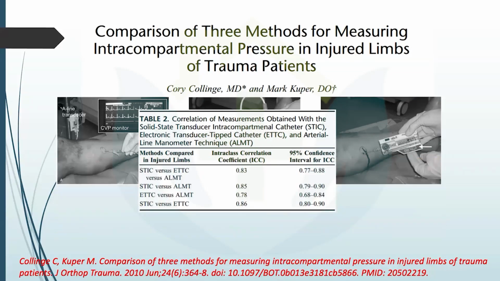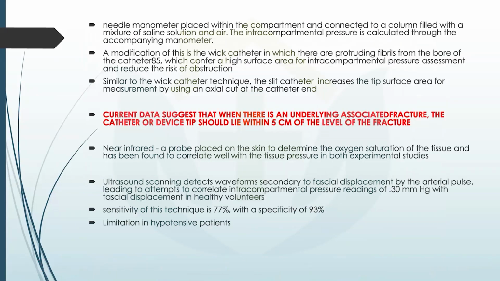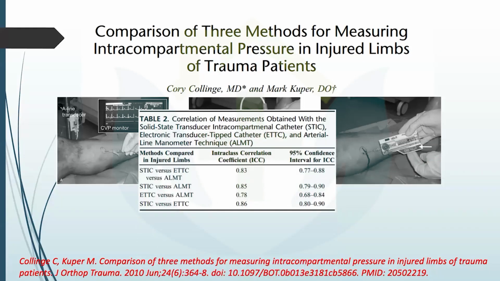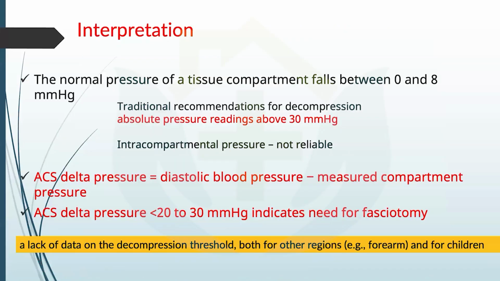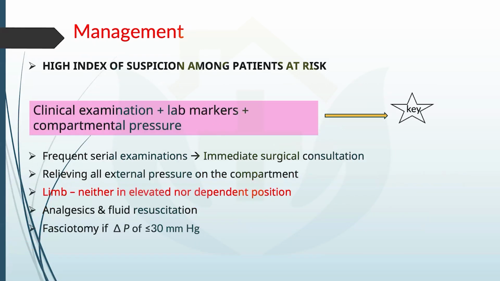There are various methods, like I said, needle technique, Wick's method, and various other techniques. But to be very frank, none of them have been shown to be very superior. If you have a suspicion that compartment syndrome is there, don't measure, just go for a fasciotomy. The traditional recommendation for decompression was 30 millimeters, but it is traditional. If the patient complains of excruciating pain, just go for the emergency fasciotomy. That is the basic treatment of a compartment syndrome.